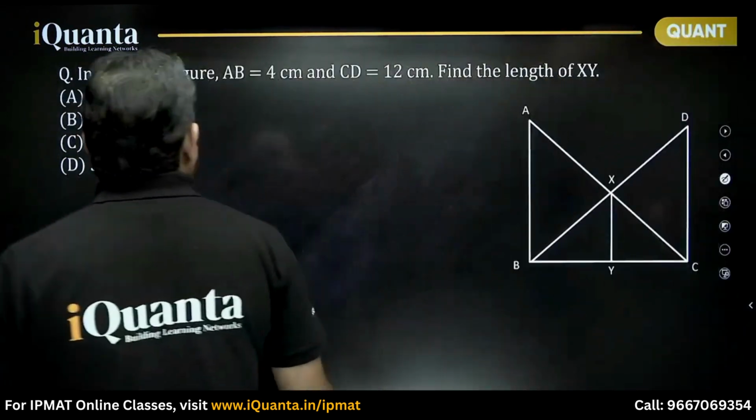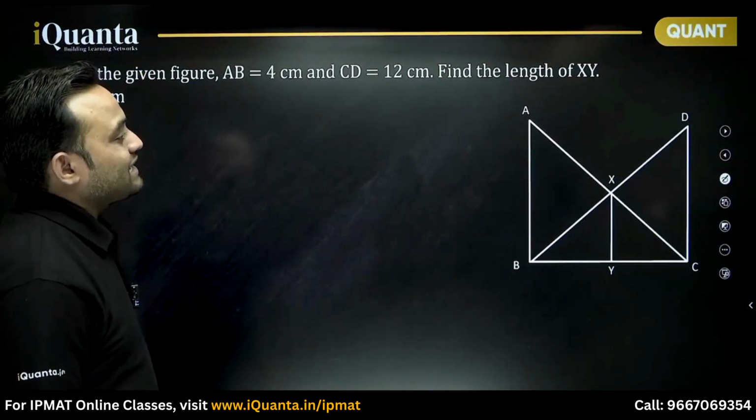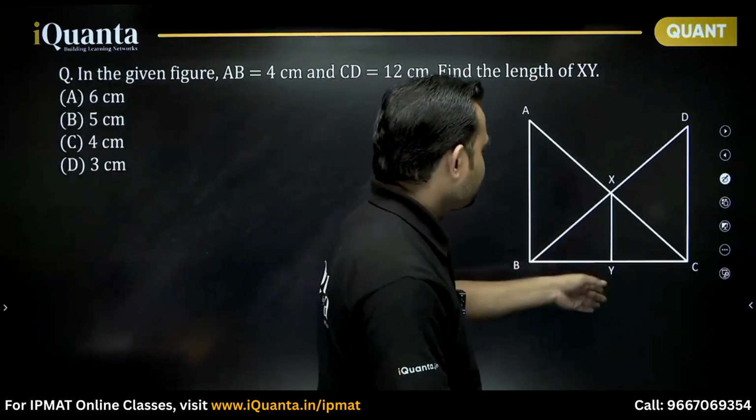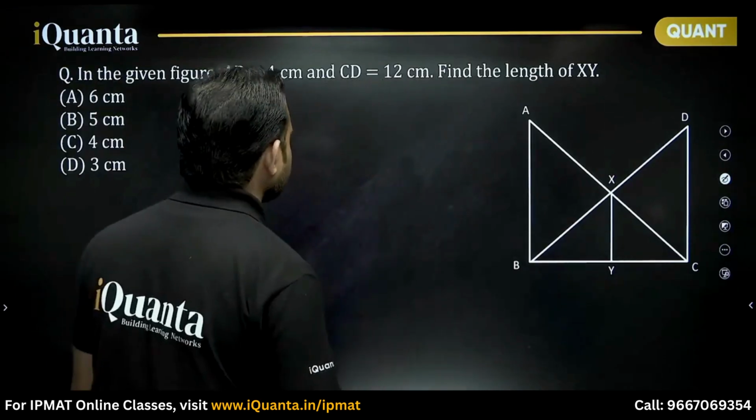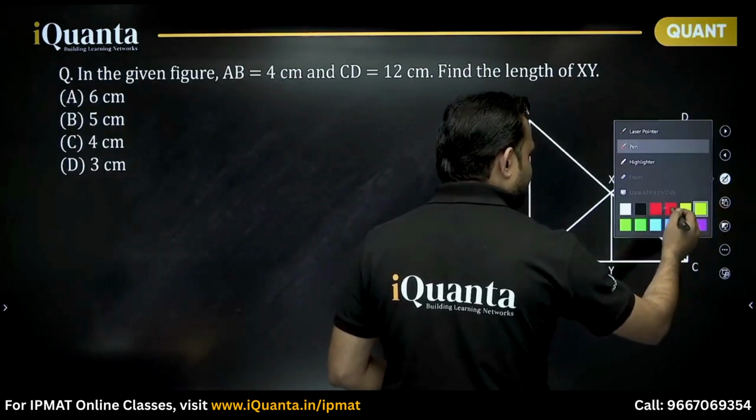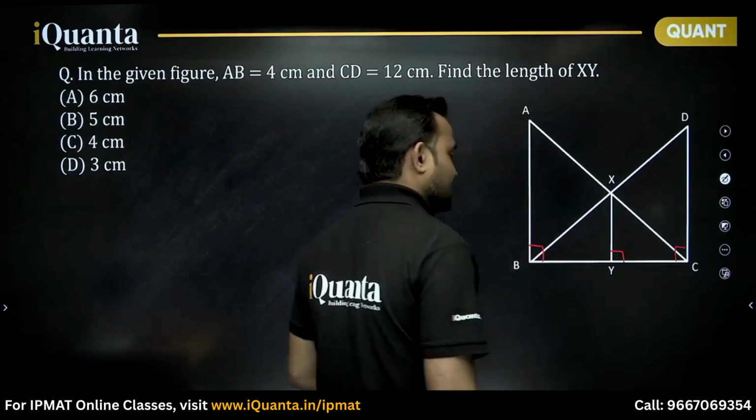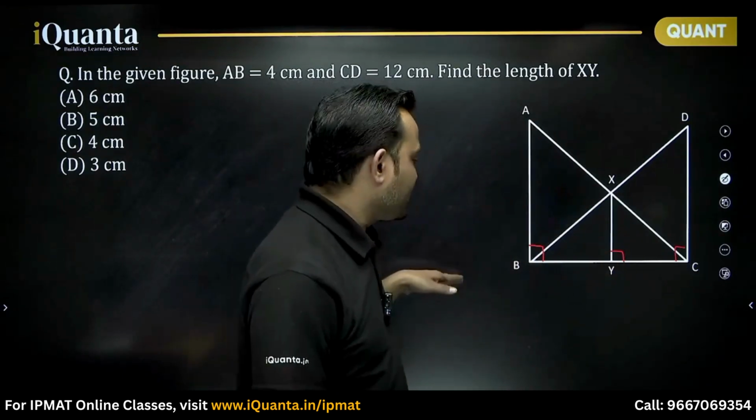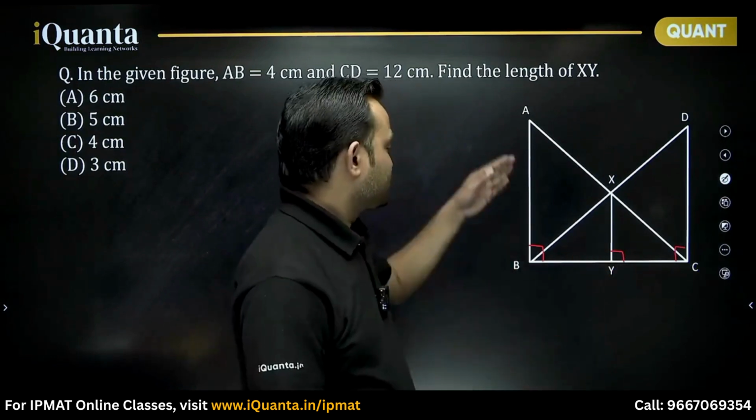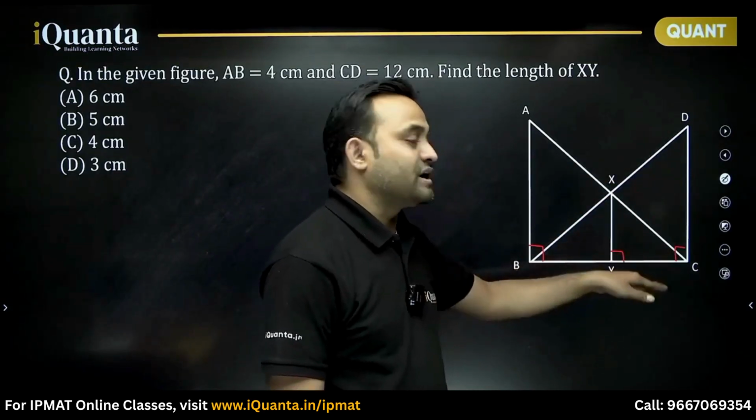In the given figure, AB is equal to 4 and CD is equal to 12. Find the length of XY. We need to find the length of XY, this length. Now, it should be mentioned here that these are perpendicular lines. These three lines are perpendicular to side BC. So AB is perpendicular to BC, XY is perpendicular to BC, and DC is also perpendicular to BC.